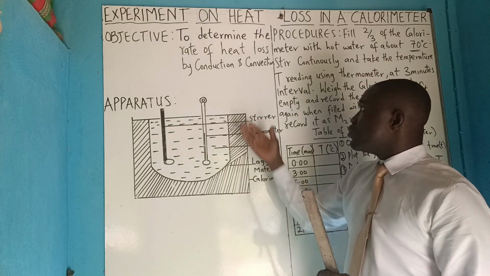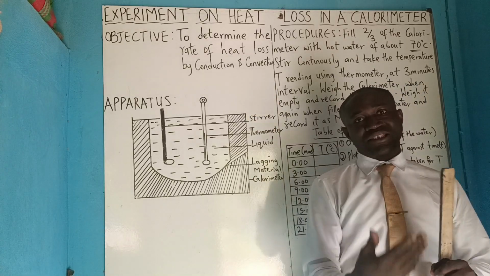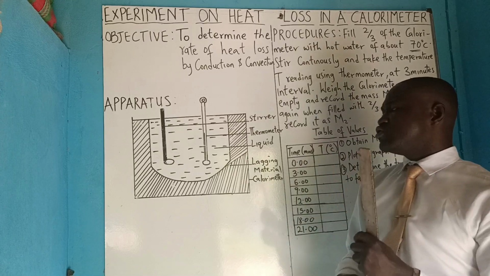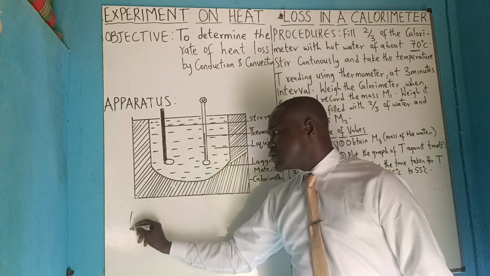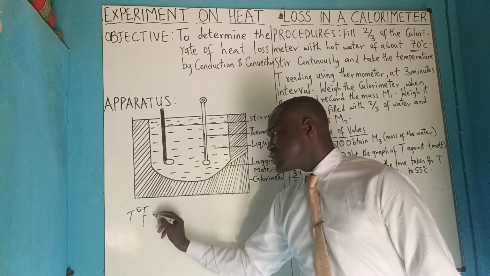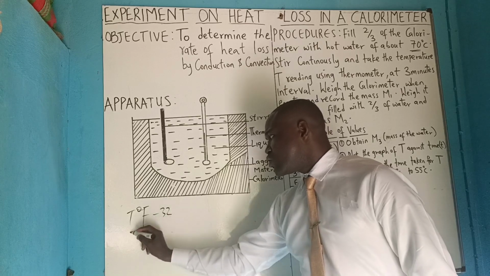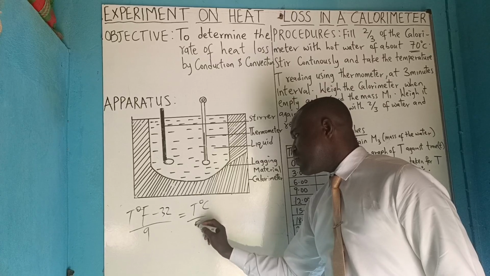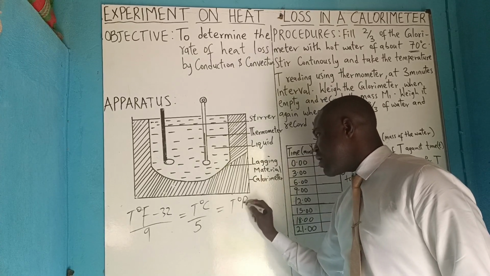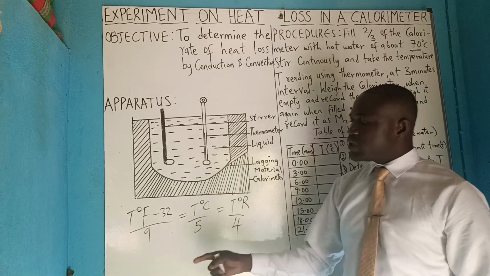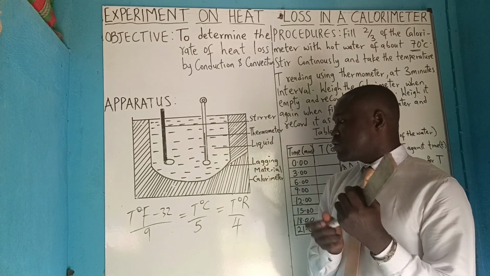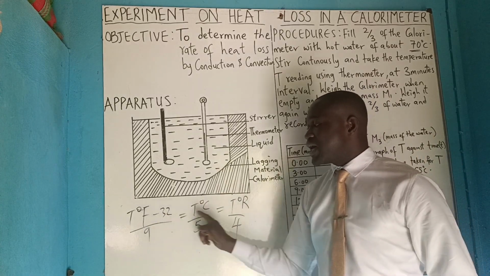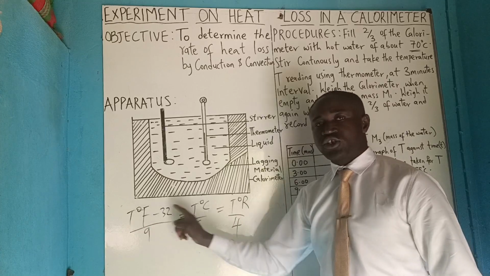When there is need for you to convert a particular temperature from one unit to another, please make use of this relationship: (T degree Fahrenheit minus 32) over 9 equals T degree Celsius over 5 equals T degree Reaumur over 4. This means you are converting temperature. When you want to convert temperature from centigrade or Celsius to Fahrenheit, you use this relationship.